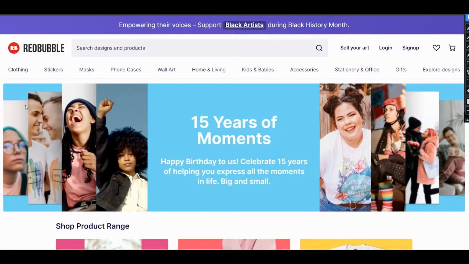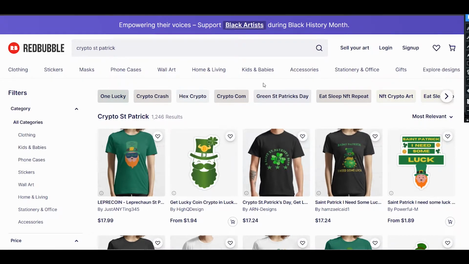Okay, today there will be a lot of trending designs, a lot of trending ideas, but some evergreen ideas too. So let's start. And the first idea is Crypto St. Patrick design idea.